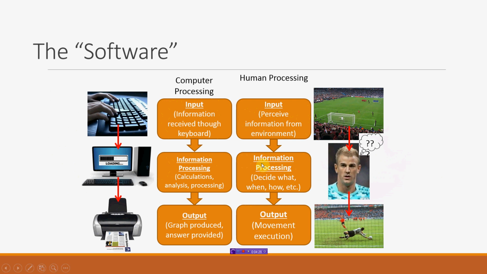In this information processing part, the goalkeeper then has to decide what to do, when to do it, and how to do it based on the input that he is using to make that decision. And the majority of the time, this will be visual information. So it might be the kinematics of the kicker, so how the body's moving, the angle of his run-up might give some kind of visual cues as to which side the ball might go. And the goalkeeper, based on his experience, will then make some kind of decision.